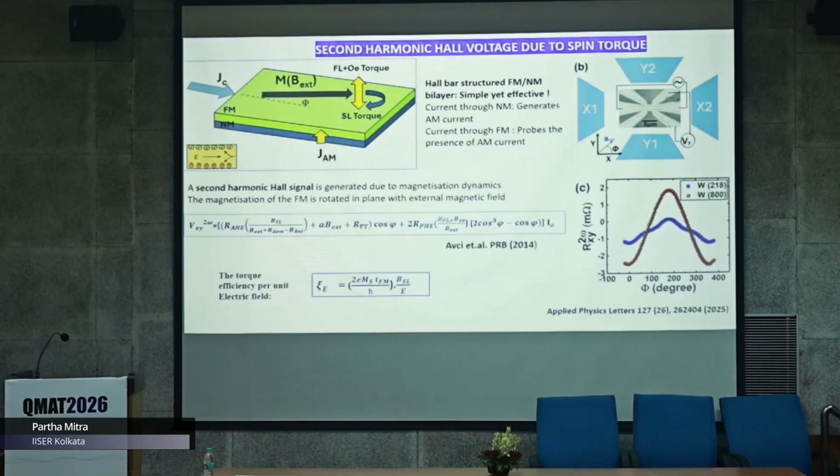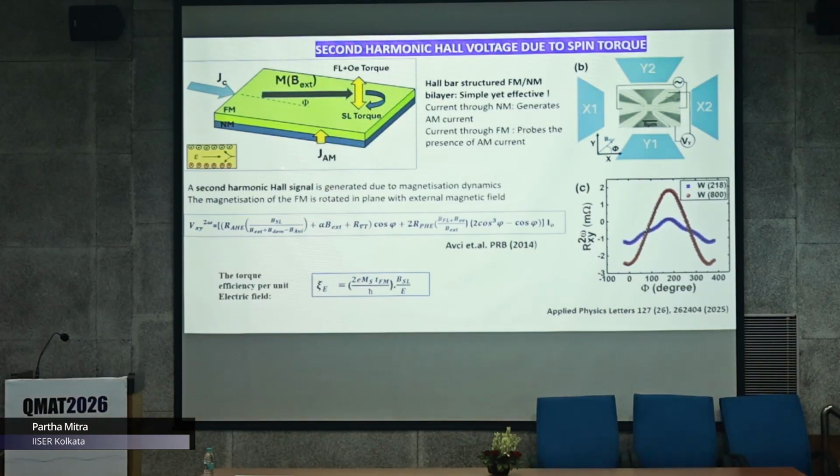So what happens here is again a very simple cartoon. What you need is a ferromagnetic layer and a non-magnetic layer, a bilayer structure. The ferromagnet is your probe. The ferromagnet will probe what the spin current is doing, and the normal metal is the generator of the spin current. So both things are incorporated here. When you pass a current, the current will get distributed through both the layers. The normal metal will generate a transverse angular momentum current that will be incident on the ferromagnet, and there will be dynamics. The combination of the two effects will give you a second harmonic voltage.